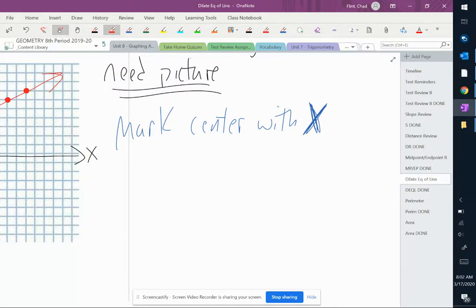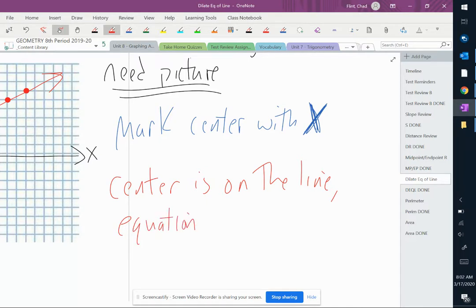And it is, if the center is on the line, the equation stays the same. That's because with the center on the line, it's 0 away from the line. And when we use the scale factor, it doesn't matter because you're going to multiply it by 0 and you're still going to get 0.